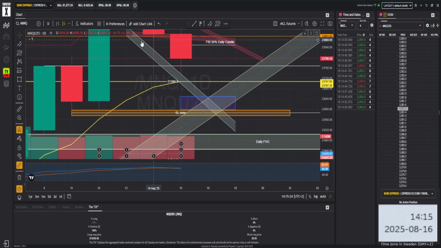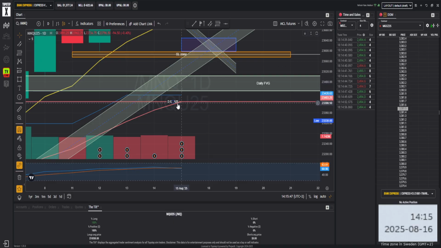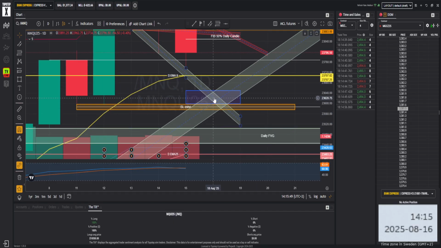Look how many conflictions we have. This bottom channel, we have this long trajectory of where buyers are defending, and it's also a stop loss zone where buyers want to defend. And we will be below the daily EMA 9, but not as far as EMA 25. I think this is a perfect bounce area down here.